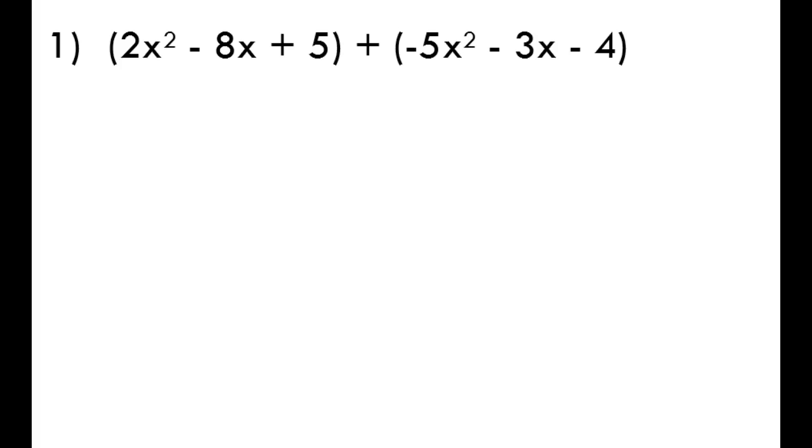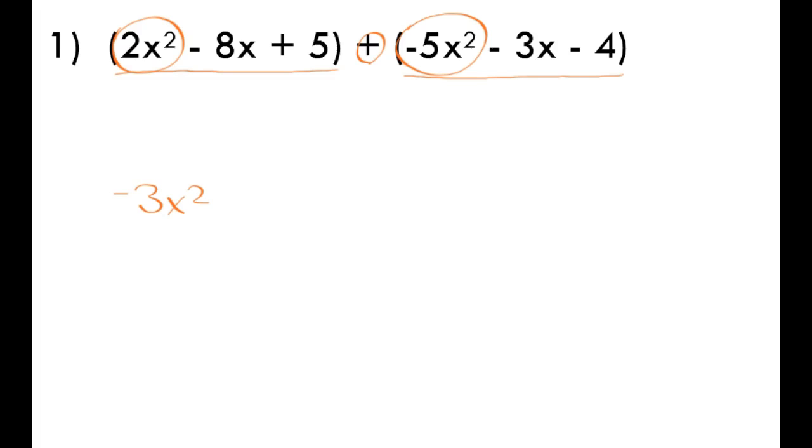You'll see them like this a lot. This is a 3-term polynomial added to another 3-term polynomial, and you can do this a couple different ways. You could just ignore the parentheses, because when you have a plus sign, it doesn't change anything inside the parentheses to the right of it. So you can just circle the things that are alike, like this 2x squared and negative 5x squared. When you combine a 2 and a negative 5, you get negative 3x squared.